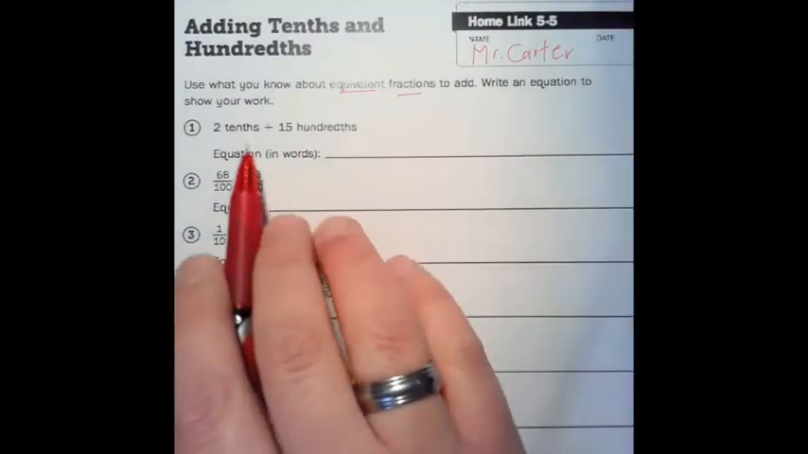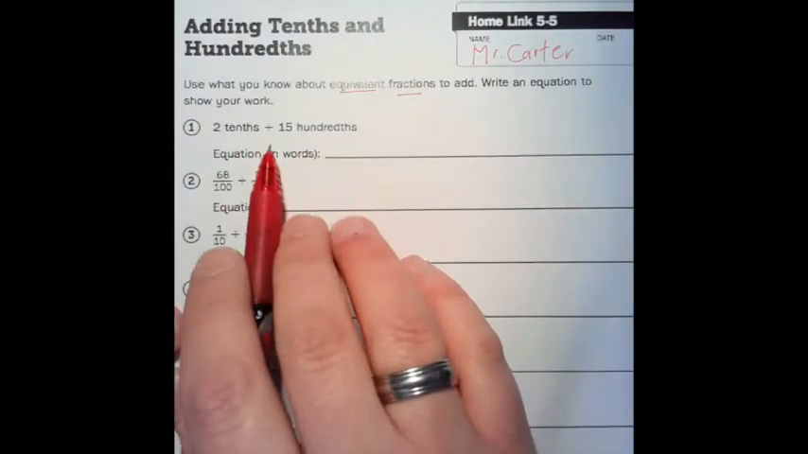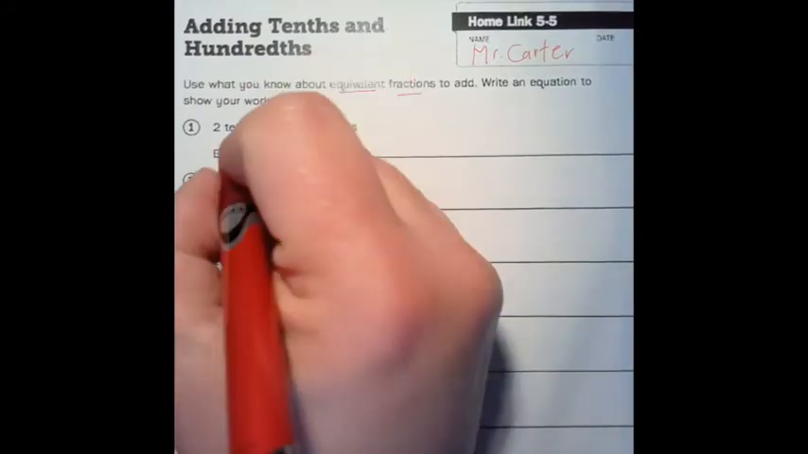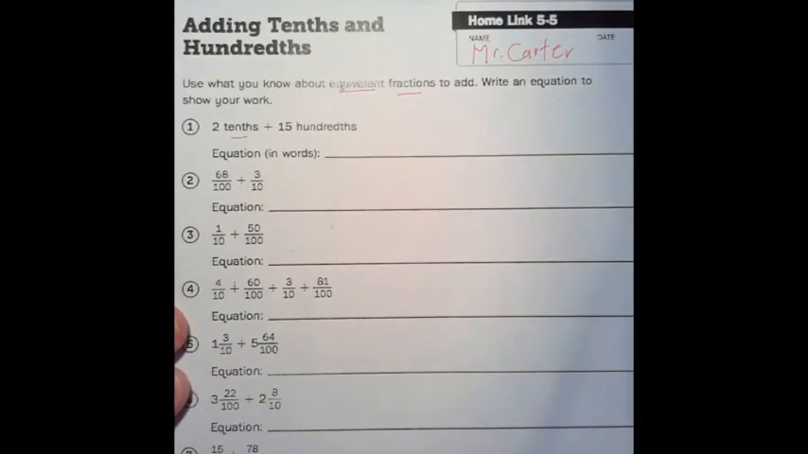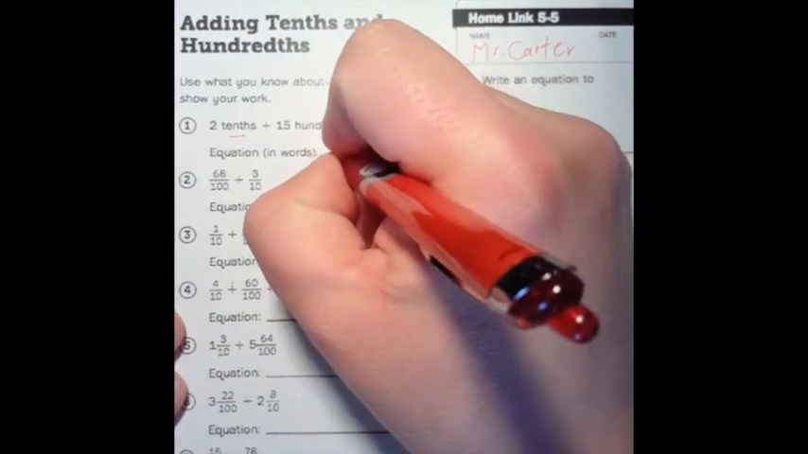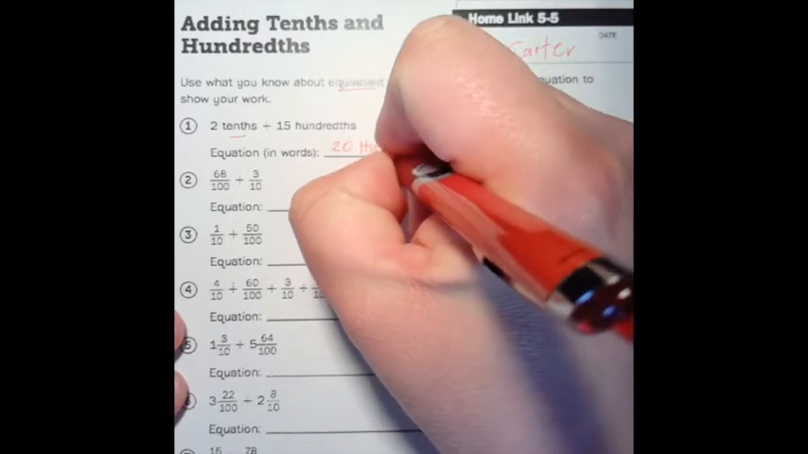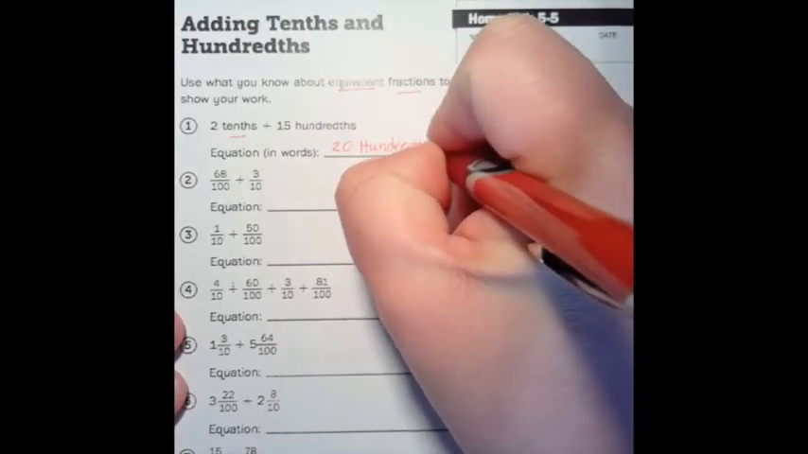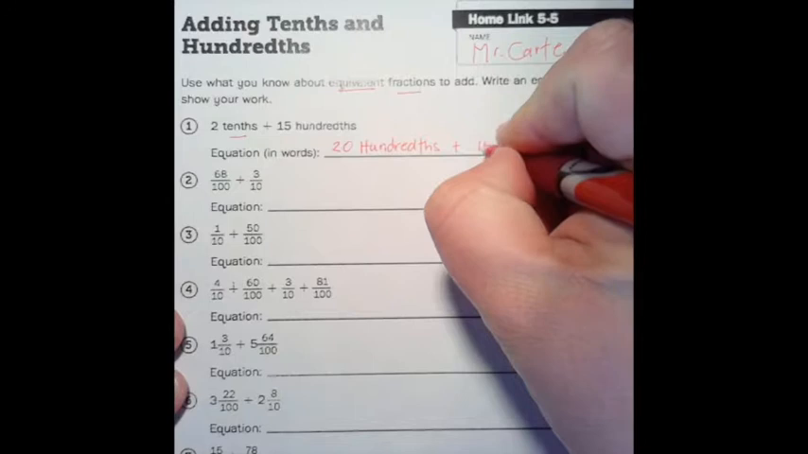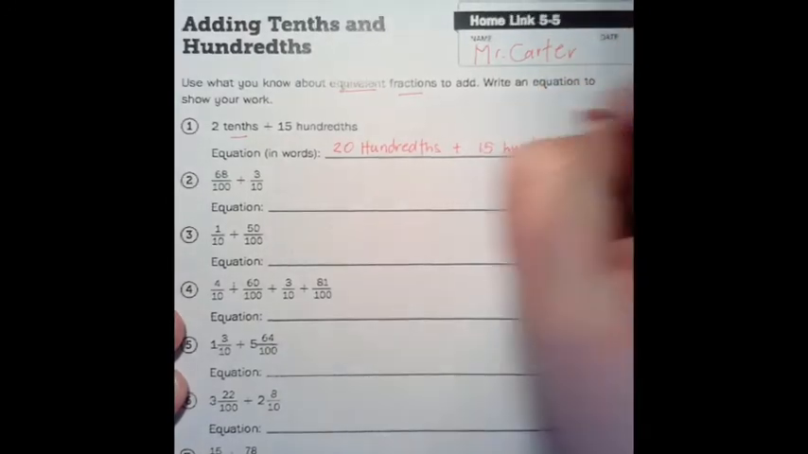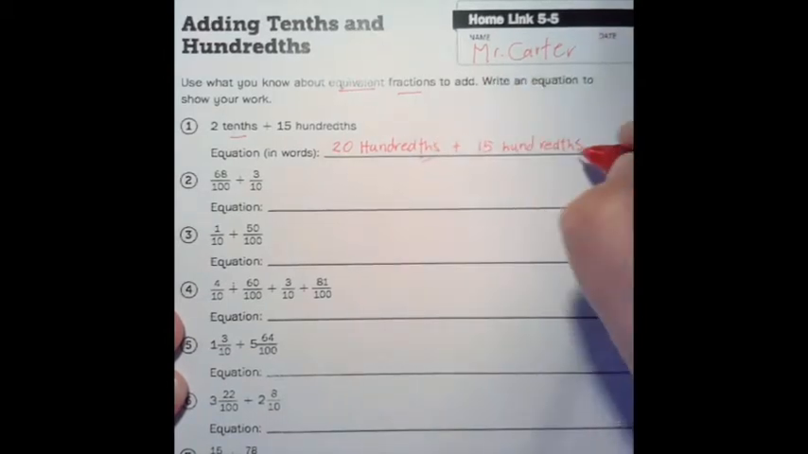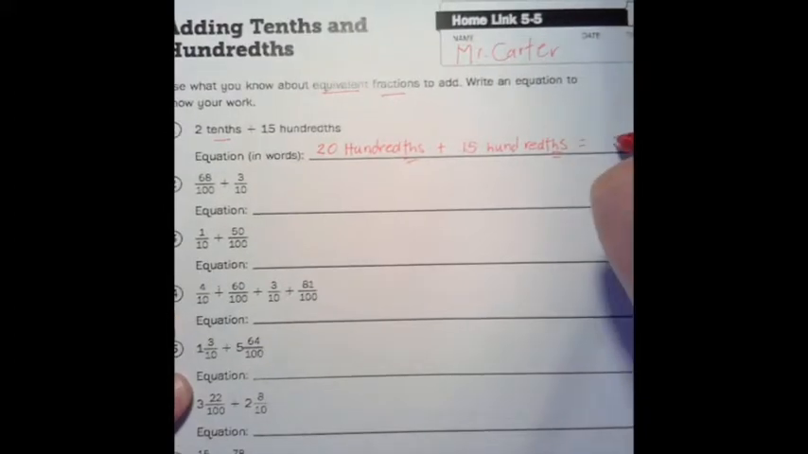So first one is 2 tenths plus 15 hundredths. So we need to take those tenths, and they're asking us to write the equation in words. So we know that 2 tenths is the same as saying 20 hundredths. So we're going to go 20 hundredths plus 15 hundredths. And don't forget that THS, that's important at the end. So it's 20 hundredths plus 15 hundredths is 35 hundredths.